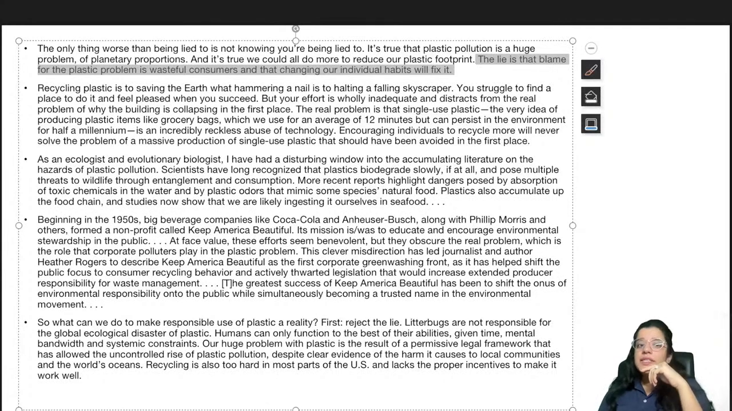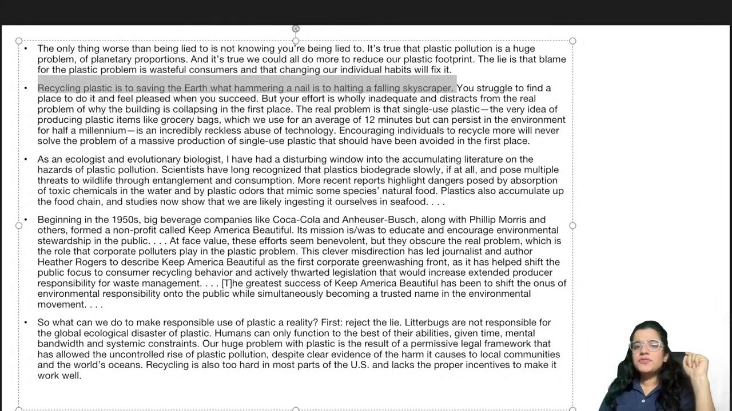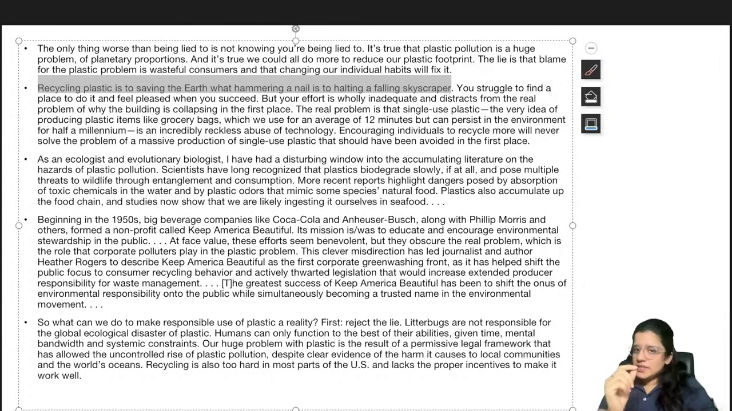Second paragraph says recycling plastic is to saving the earth what hammering a nail is to halting a falling skyscraper. What do you understand by this phrase? Any idea, any guesses? Yes, skyscraper क्या होती है? Skyscrapers are those tall buildings, right? So इस फ्रेज को समझने के लिए थोड़ा सा आगे और पढ़ते हैं.